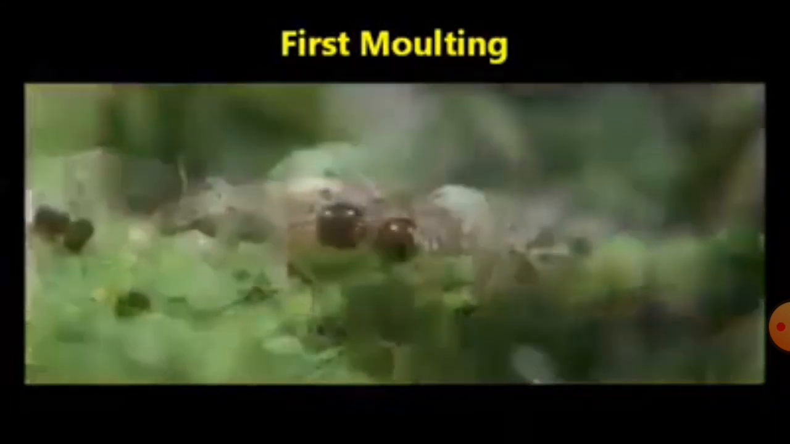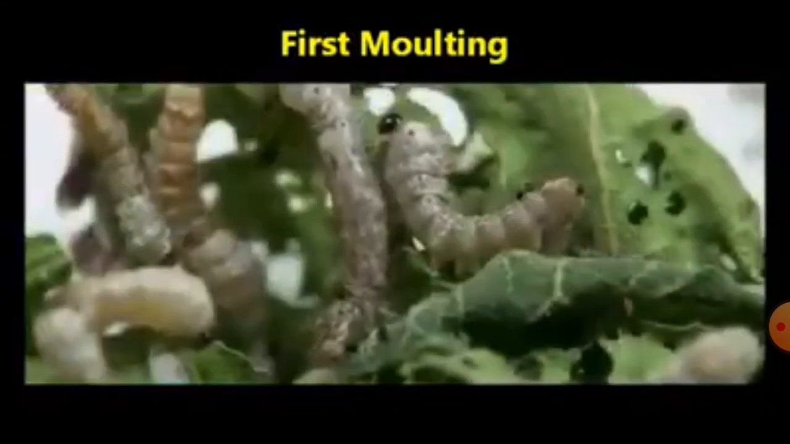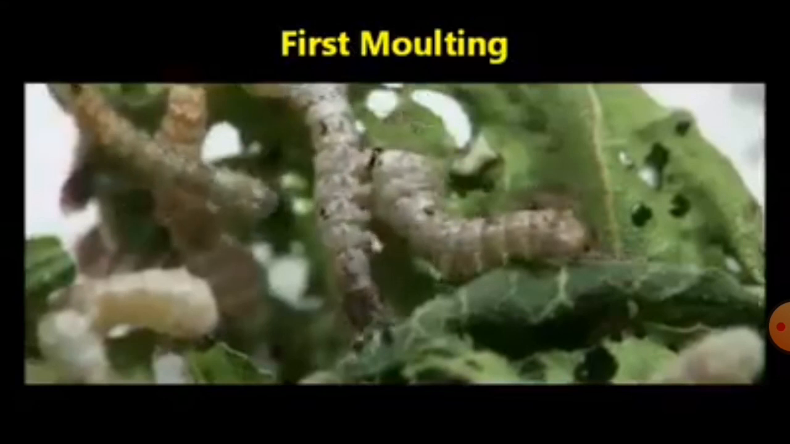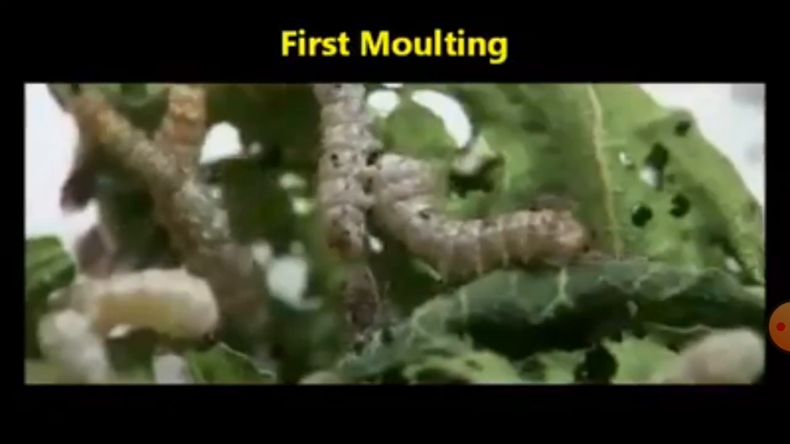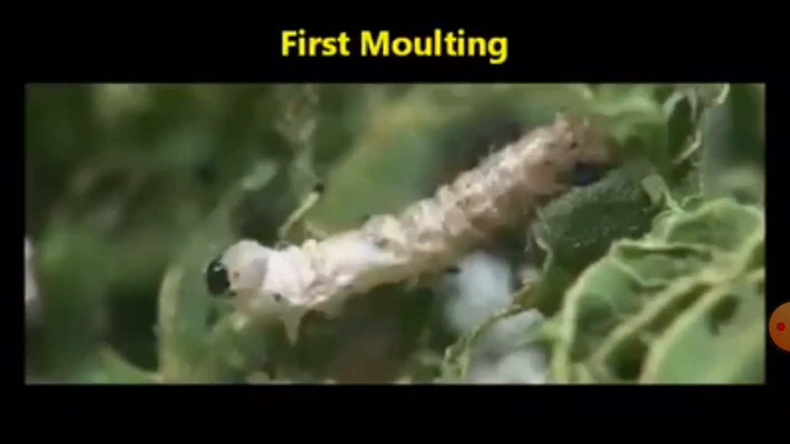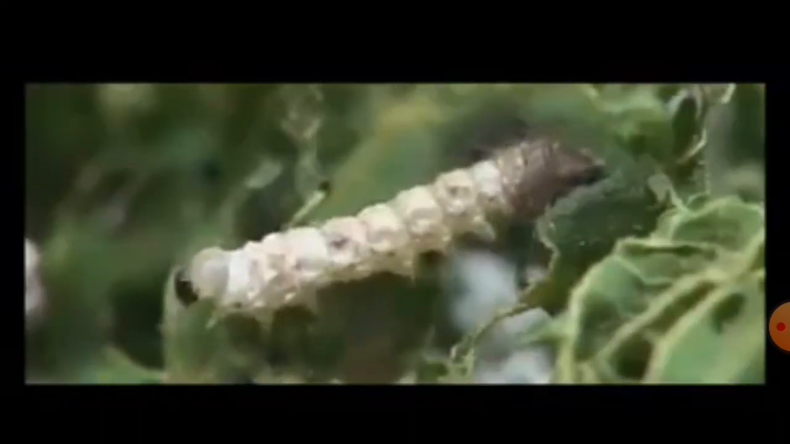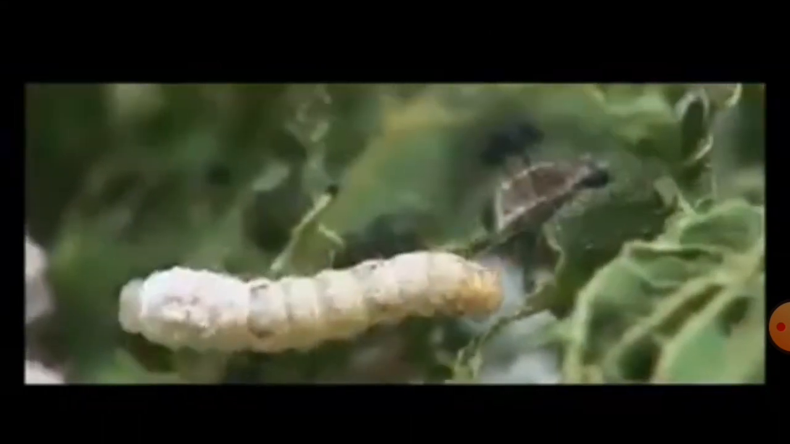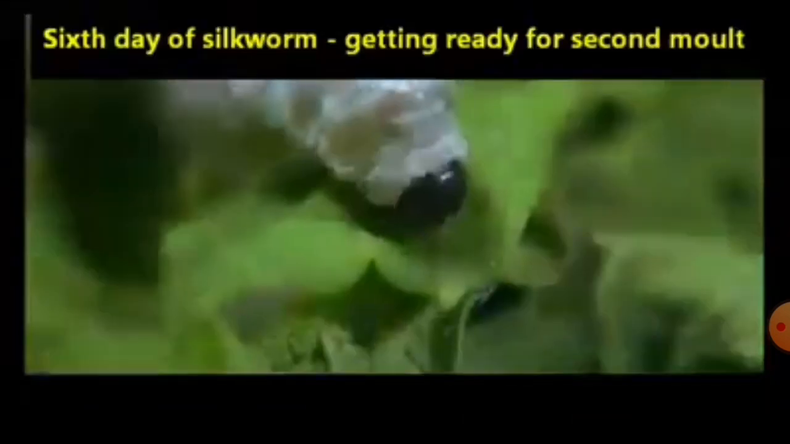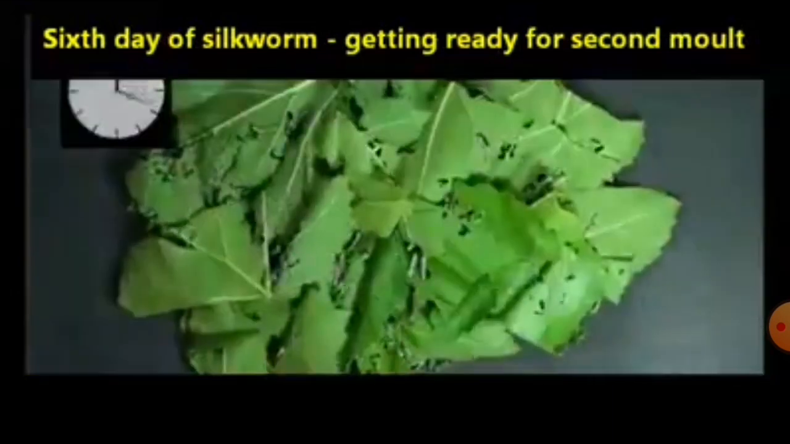First, let us understand what molting means. Here you can see the first molting. In this first molting, mainly due to the increase in the weight and size of the body, the caterpillar tries to loosen its skin, sheds its old skin and gets new skin. Why? Because with very fast speed they are eating all the leaves, and their body size is continuously increasing.